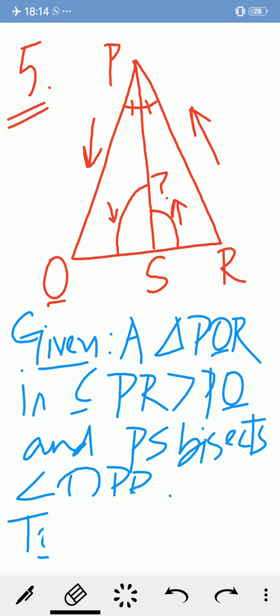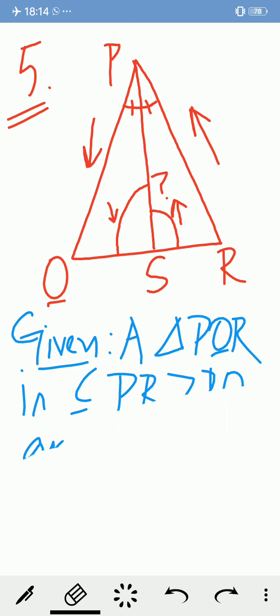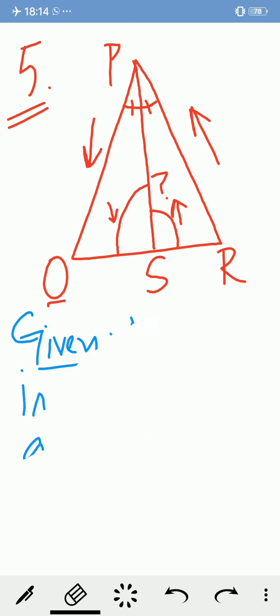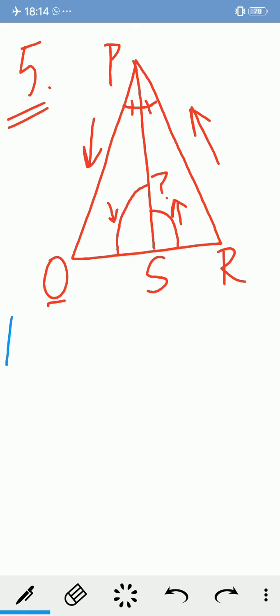Okay, now see. And now let's have the proof. First of all, I can do one thing. Let us use the exterior angle property. What does it say? That an exterior angle of a triangle is equal to the sum of the two interior opposite angles. Like for example, let's use angle PSR.